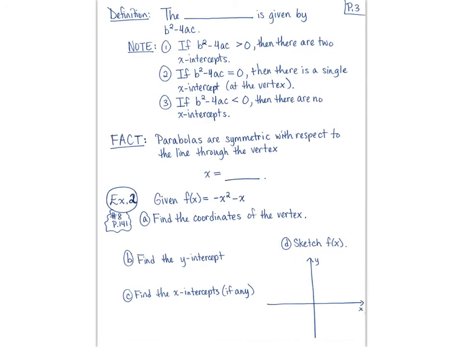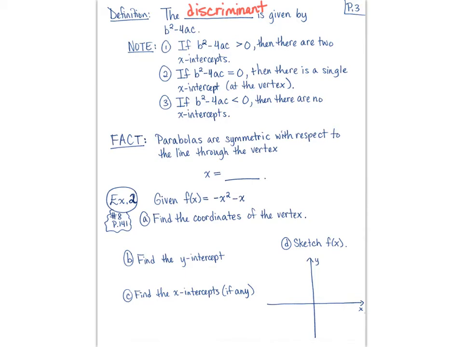Another term that comes in handy that you will also need to use eventually is that of the discriminant. The discriminant is given by b squared minus 4ac. So in other words, it's what's underneath the radical in the quadratic formula.